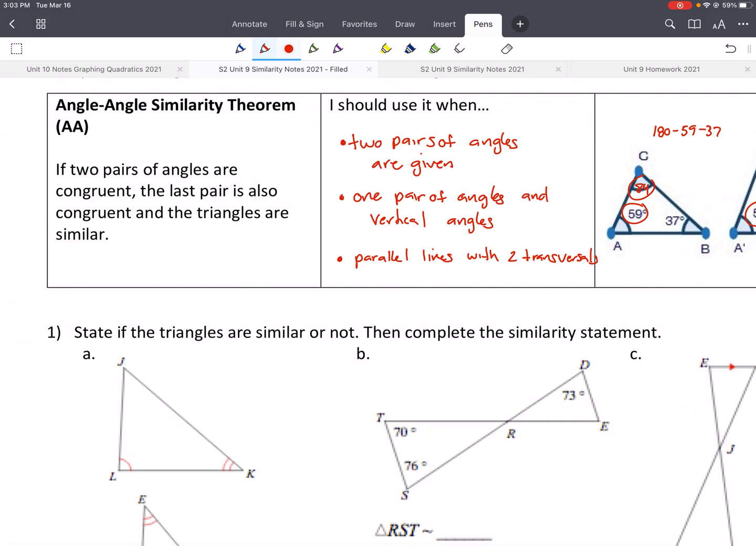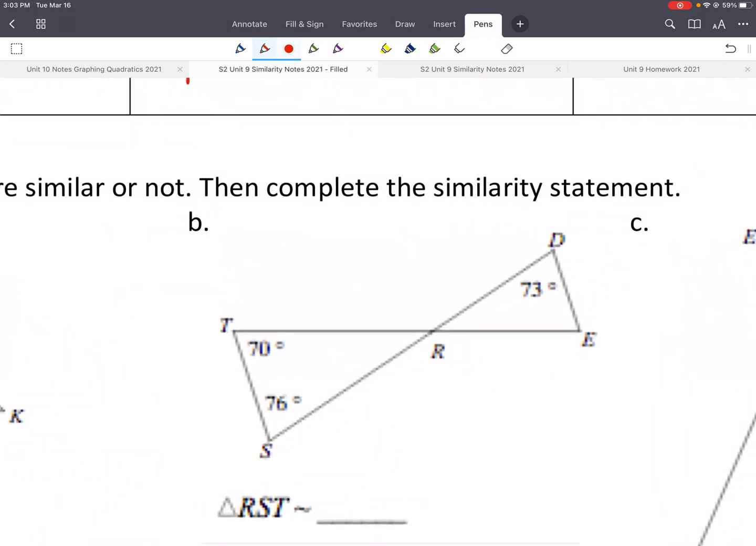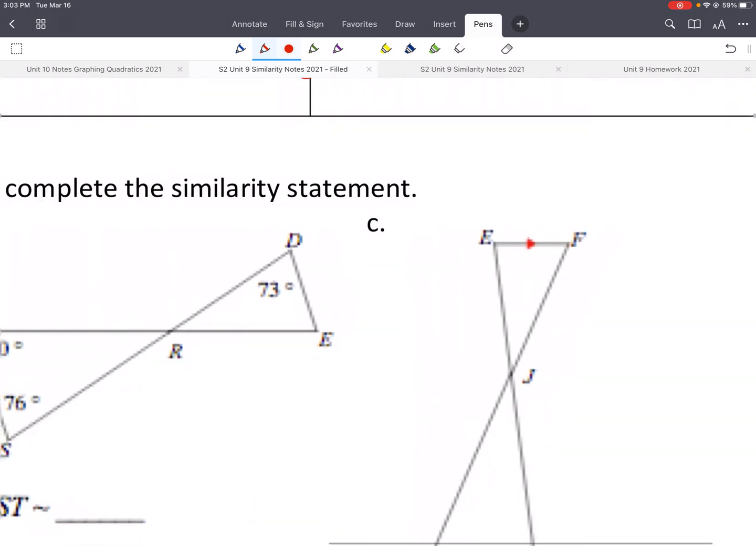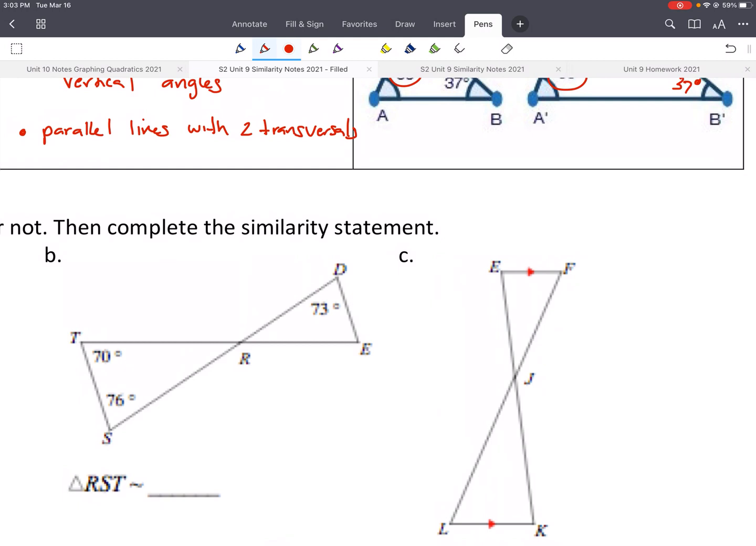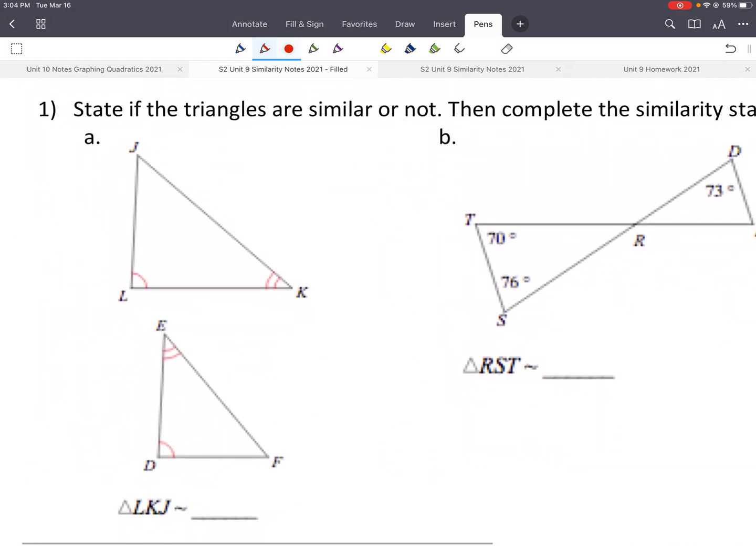We also use this when we have a pair of angles and vertical angles. So like here we have vertical angles. And also when we have parallel lines and two transversals. So let's talk about these individually. So first off, we have two triangles. They're telling us what these angles are, which ones are congruent.